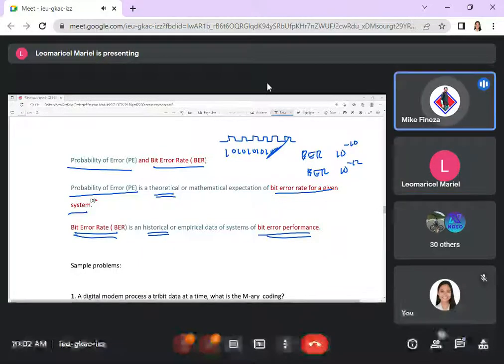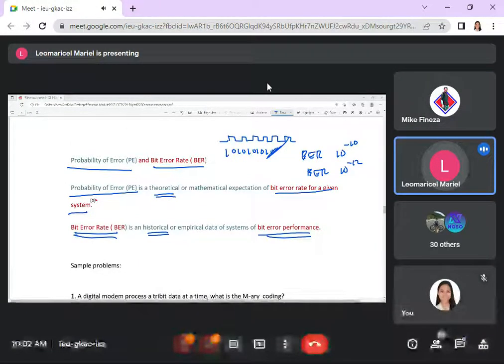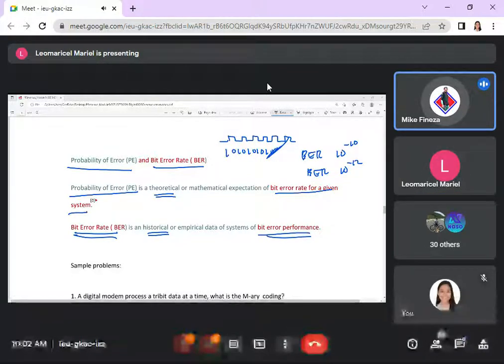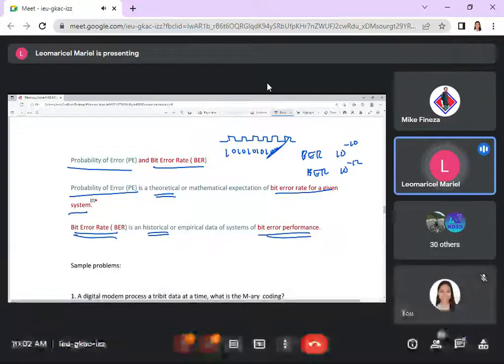Sir, may epekto po ba dyan yung bandwidth? Okay, paano yung bandwidth? Mas malaki po yung sa 10 negative 12 po. Okay, ganito yung analogy, class. Pag sinabi nating bit error rate na 10 to the negative 12 at saka 10 to the negative 10.